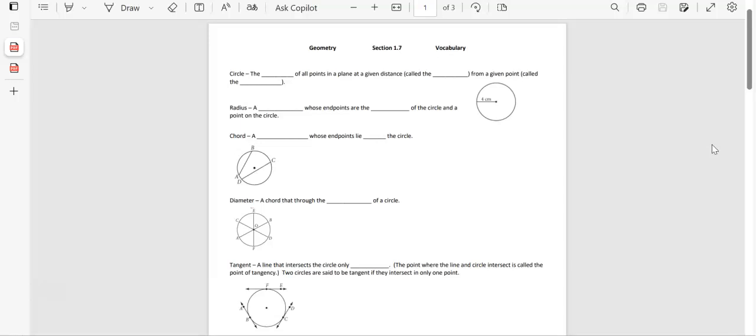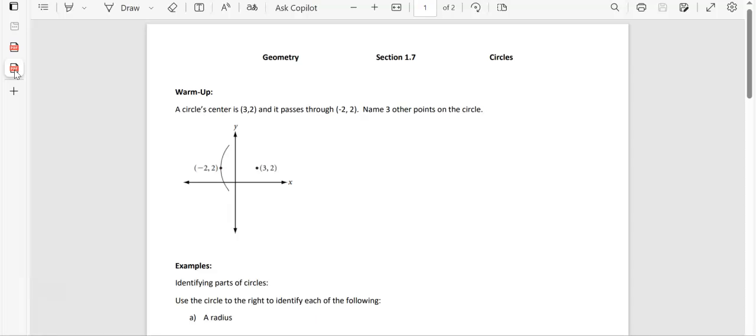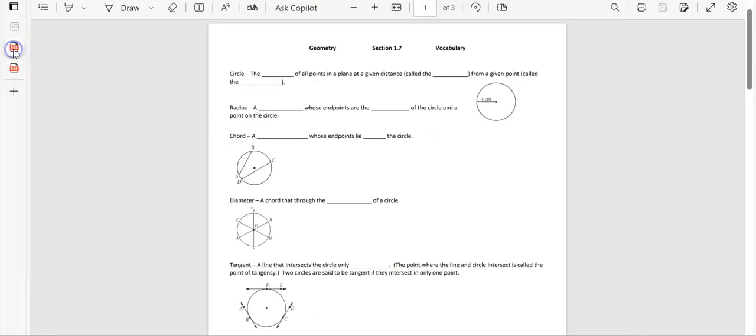What I'm going to do for this set of videos is toggle between the vocabulary worksheet and then the note sheet. So what I'd like you to have out with you as you're following along is this vocabulary sheet that I have up here on the screen, as well as the notes sheet that I have up here. So we're going to start with some definitions and then, like I said, toggle back and forth.